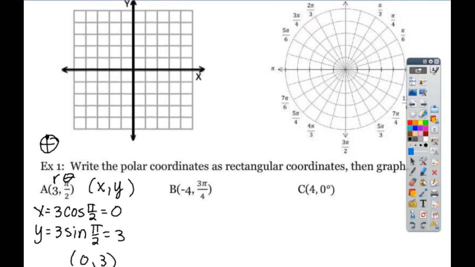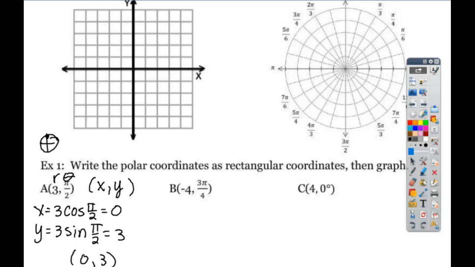Okay, so what I want to do first, 3 and pi over 2. So when I graph that, we graph the pi over 2, right? We do the theta first, and then we go out 3 circles. So pi over 2, 1, 2, 3. So this is what the 3 and pi over 2 was. And then we came up with 0 and 3. And so where does that graph on the rectangular? Right here. And so what do you notice about the two of them? They're the same.